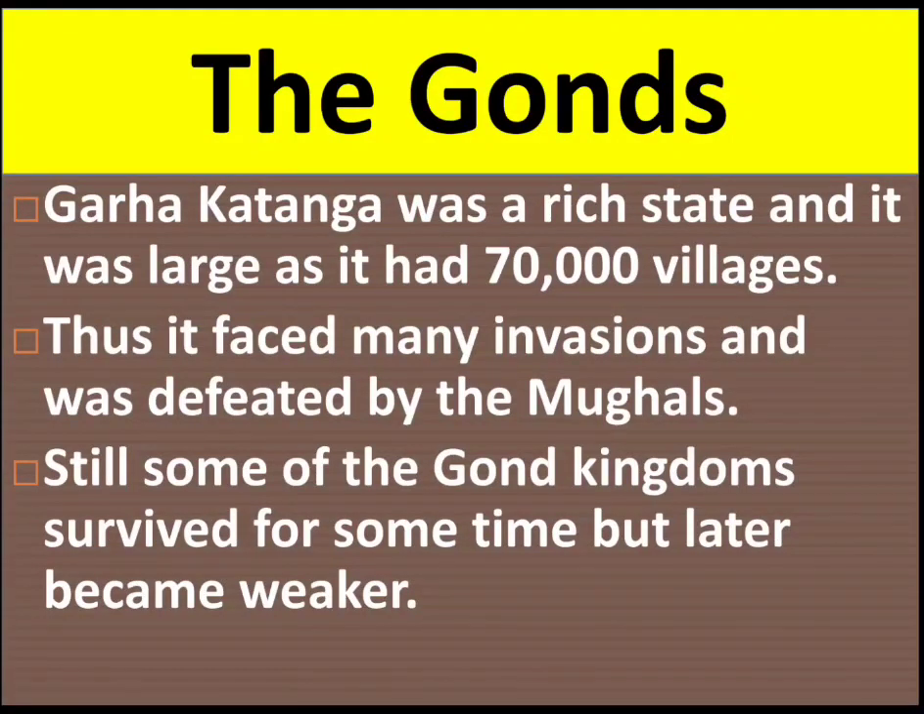Gar Katang was a rich state. It was large as it had 70,000 villages. It faced many invasions and was defeated by the Mughals. It means this rich state was captured by so many people, but at last it was defeated by the Mughals. Still, some of the Gond kingdom survived for some time, but later they became weak. They were not able to survive for a longer period of time.